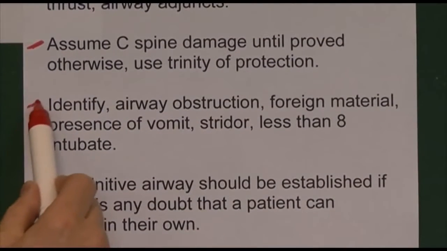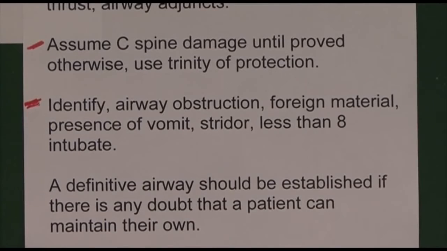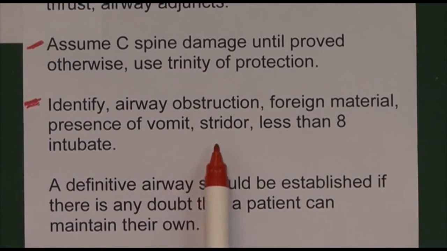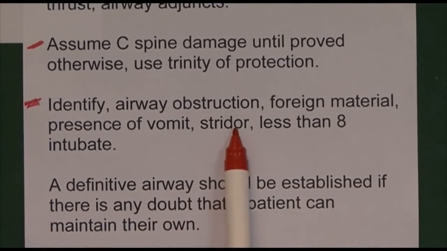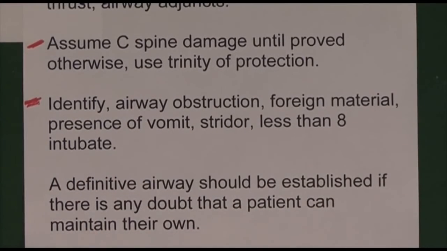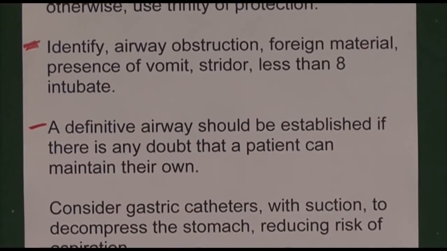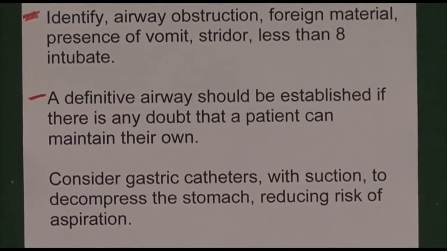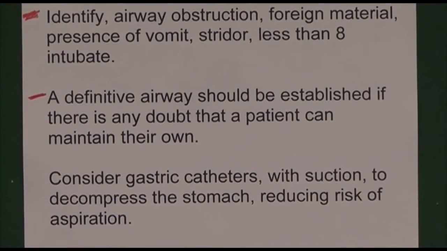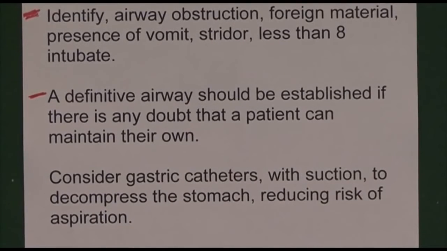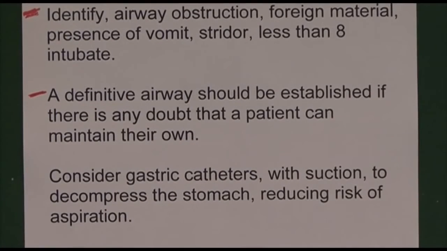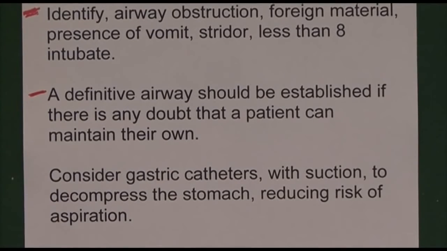If airway obstruction is present, we want to identify it. It could be foreign material, it could be the presence of vomit. We listen for stridor. Stridor means noisy breathing. And if the Glasgow Coma Scale is less than 8, we should intubate. So a definitive airway should be established if there is any doubt that a patient can maintain their own airway. Airway and C-spine control is our number one priority, our number one duty to every traumatised patient.